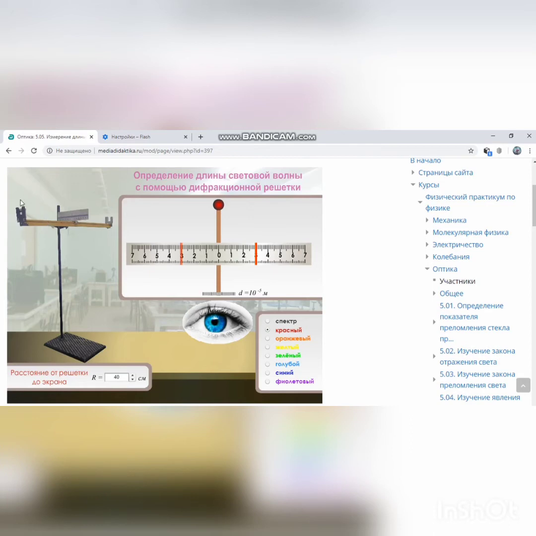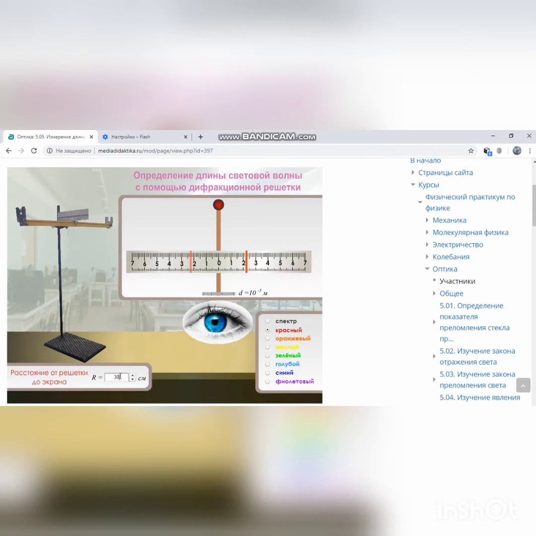For example, in this virtual laboratory, the constant of the diffraction grating is here, d equals 10 to the power minus 5 meter. Then for measurement, set the screen at such a distance from the diffraction grating. Measure the distance from the screen to the diffraction grating. Here, the distance between the diffraction grating and the screen is here. We get the values 30 or 40 or 15 centimeters.